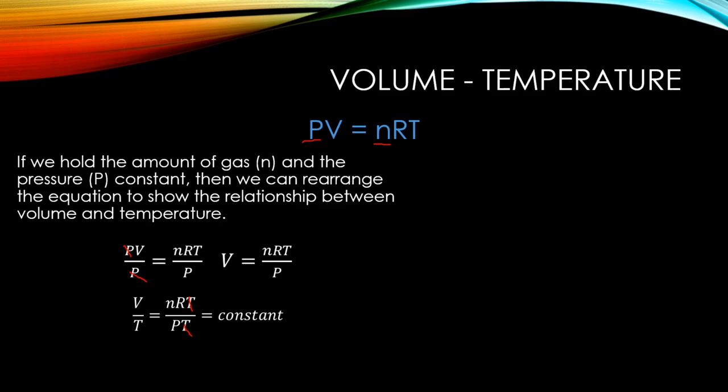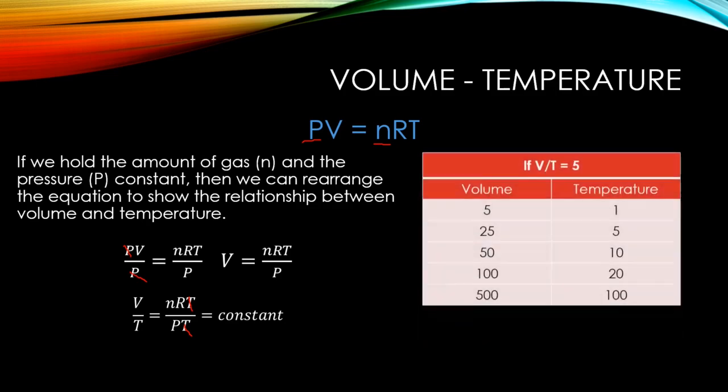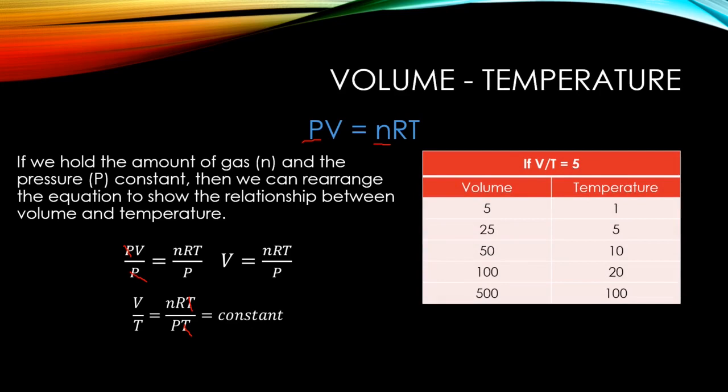We're not going to change the pressure. And so of course, R is not going to change. So what does this mean? Well, if we just pick a number and say that volume over temperature is equal to 5, and this is just for the purposes of explaining or showing you what this means.